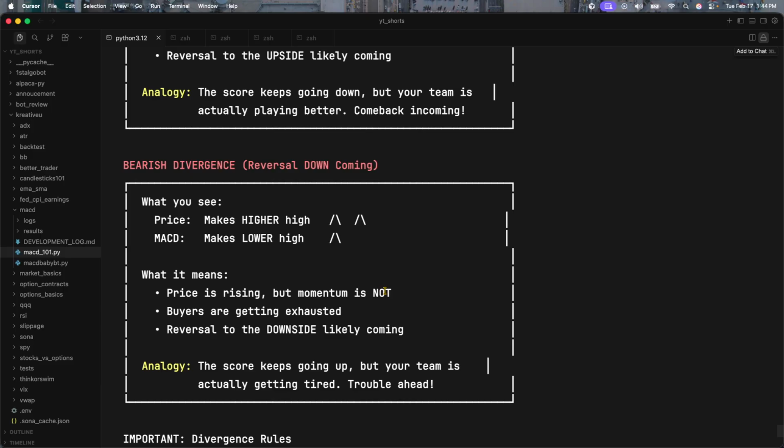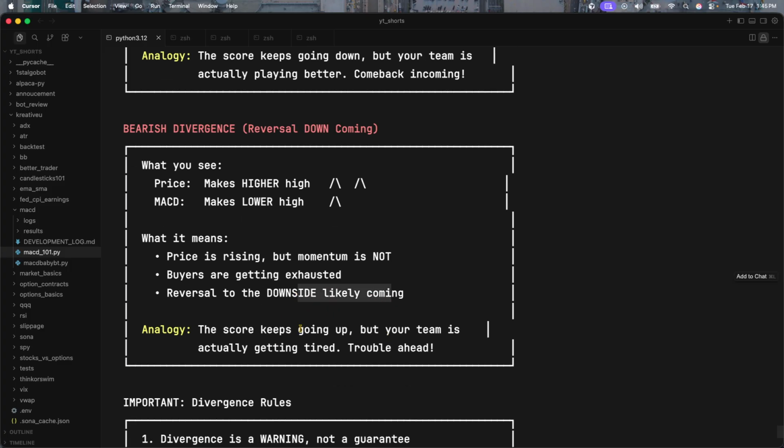A bearish divergence is a reversal downward coming. What we'll see is that the price is making higher highs. MACD is making lower highs. What it means is that price is rising, but momentum is not. Buyers are getting exhausted, and reversal to the downside is likely coming. The score keeps going up, but your team is getting tired.